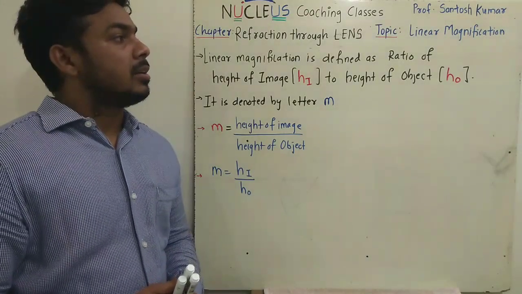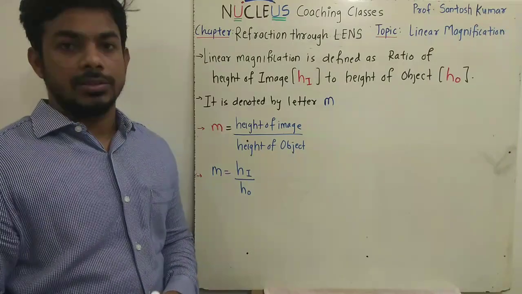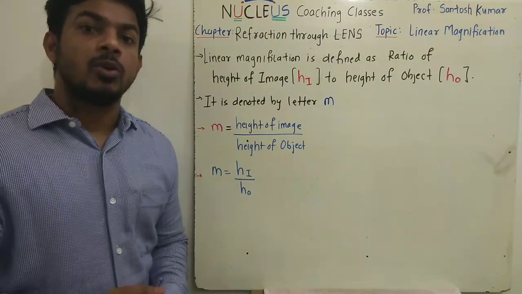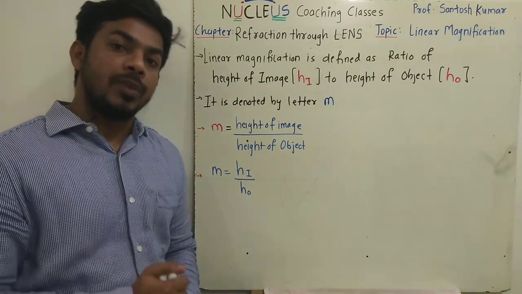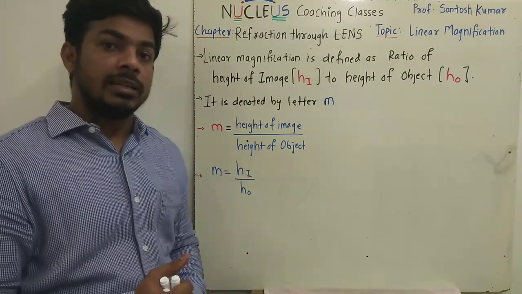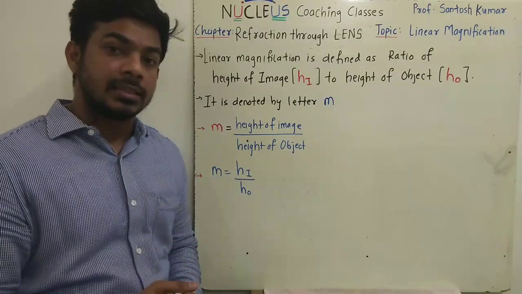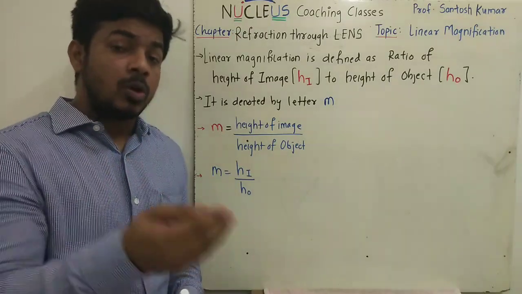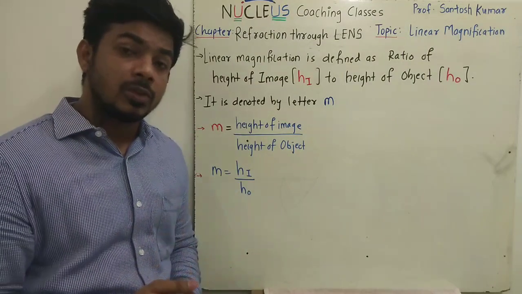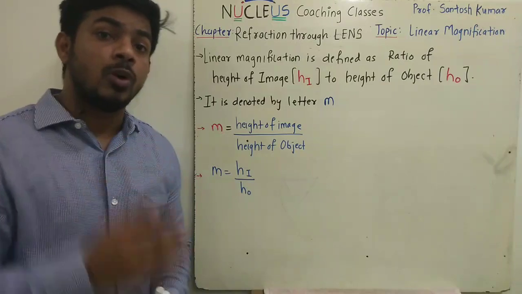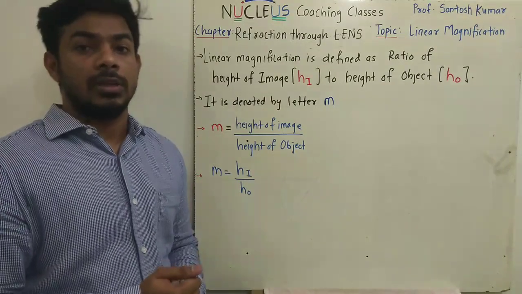Let's study the next term called linear magnification. In the ray diagram, we studied the image formation of an object kept in front of a convex lens or a concave lens, and the image formed due to refraction of light through the lenses was sometimes real because it was formed due to actual intersection of the rays, and sometimes the image was virtual because it was not formed due to the actual intersection of the rays.